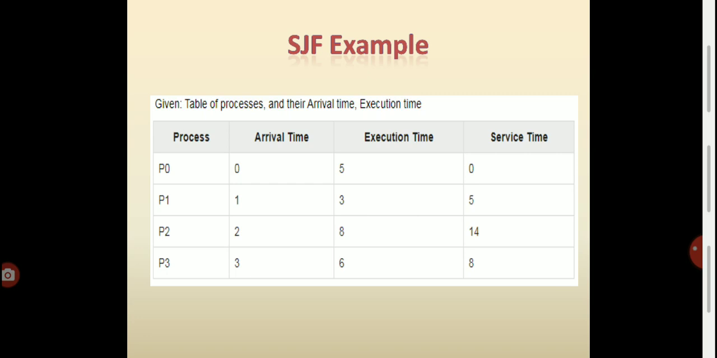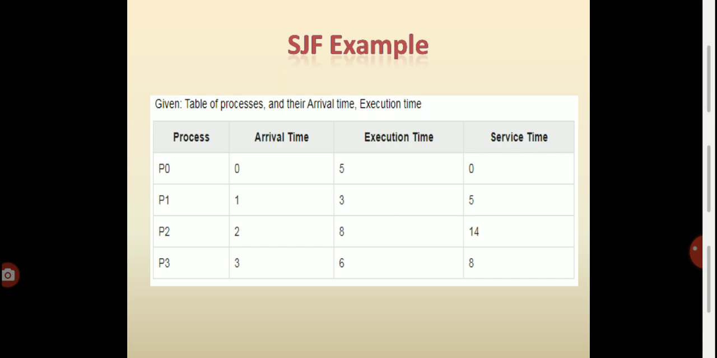See here, the service time of P0 is 0, because when P0 is entering, no other process is there, so that will be serviced first. So service time is 0. When P0 is being executed, all 3 processes will have entered, because the arrival times are 1, 2 and 3 for P1, P2 and P3, right? So which will be taken first? The execution time 3 is the least, so P1 will be taken first. And what's the service time? 5, because after P0, P1 will be taken, right?